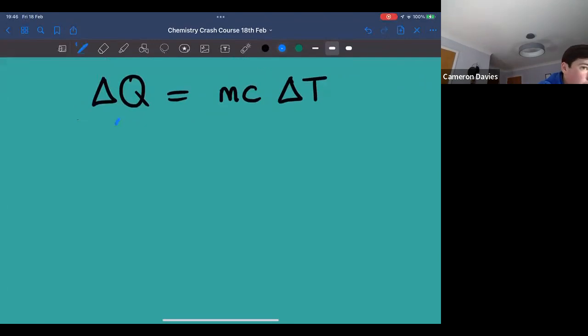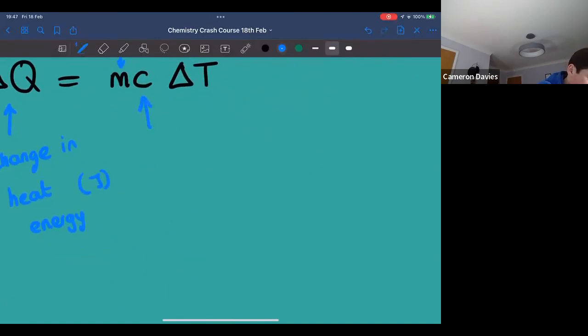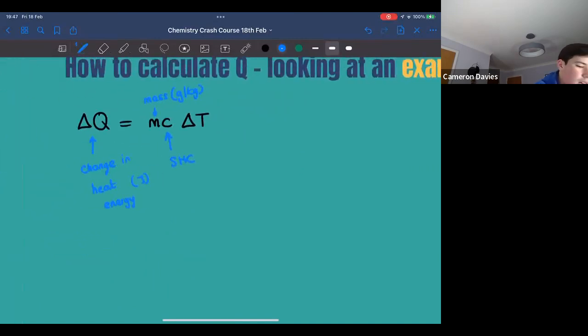To give you an idea of what these mean, this is the change in heat energy, and it's measured in joules. This is mass, which is measured in grams or kilograms. This is C, which is specific heat capacity. Specific heat capacity is the energy required to raise the temperature of 1 gram of a substance by 1 degree, but you don't need to know that.